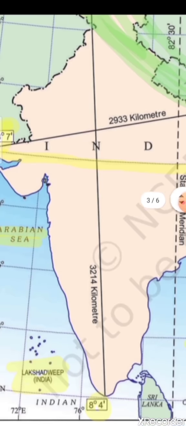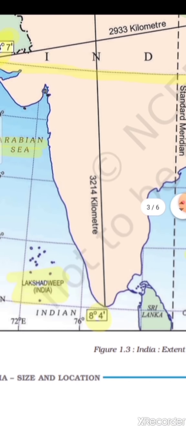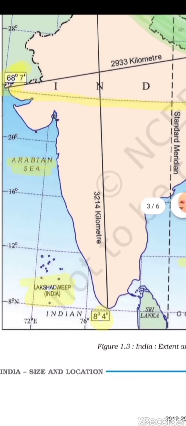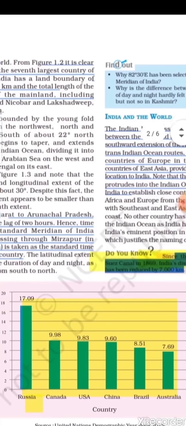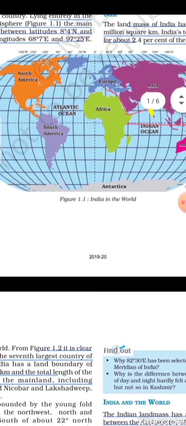Now students, I have a question for you. The latitude 8 degree 4 minute is in the southern part of the country, but why are we reading it as 8 degree 4 minute north latitude? Can you tell me the answer?